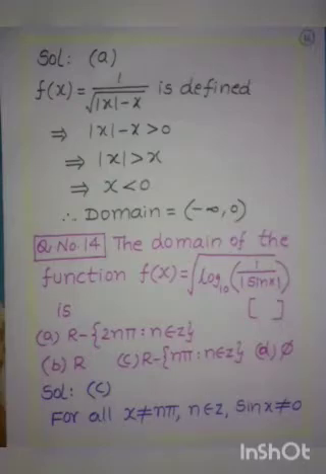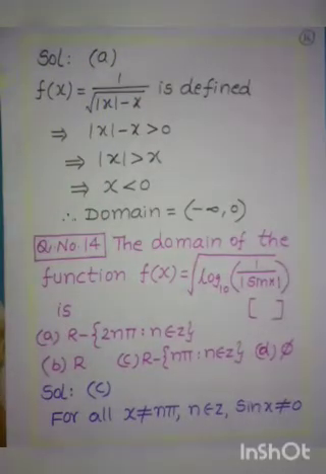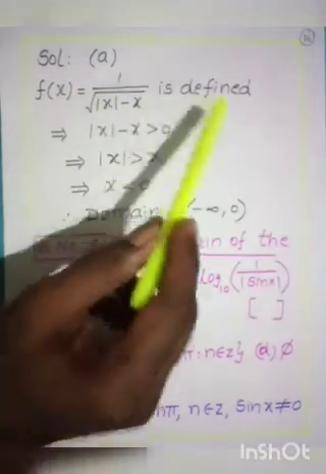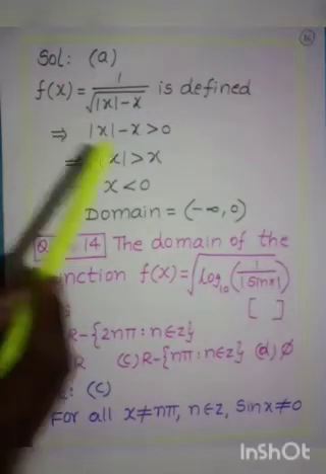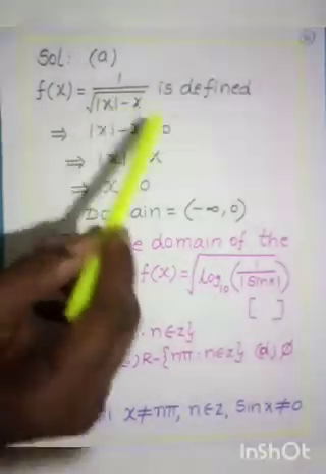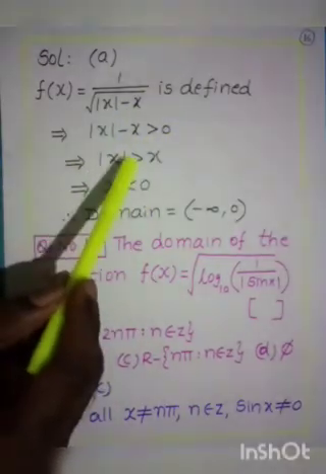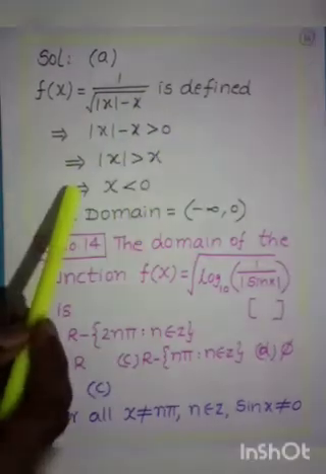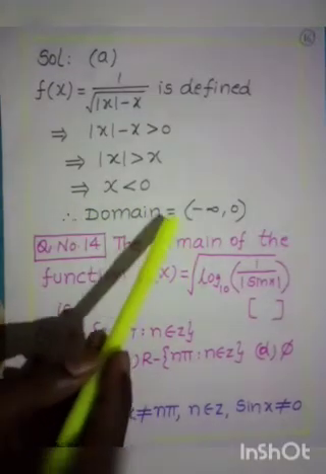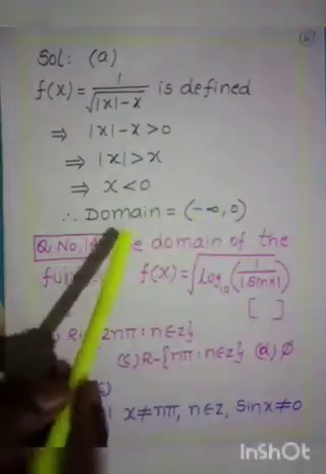Now the solution is the first option, that is A. Let us see the explanation. f of x is equal to 1 by square root of mod x minus x is defined, which implies mod x minus x is greater than 0, because under the square root it should be greater than 0, and it is also in the denominator. This implies mod x is greater than x. This implies x is less than 0. Therefore, the domain is equal to minus infinity comma 0 open interval. Understood the question, my dear children?